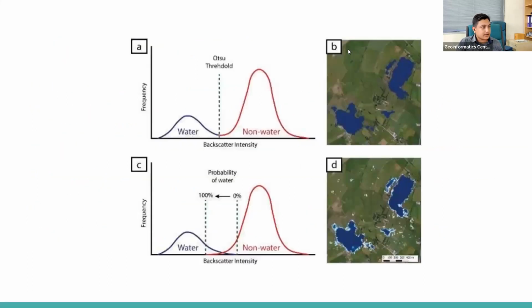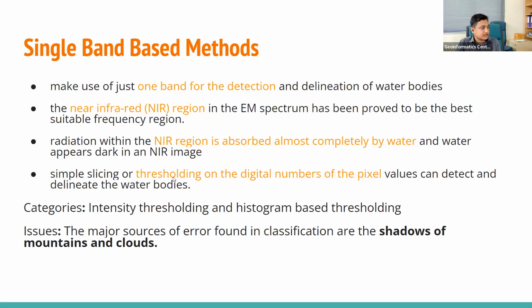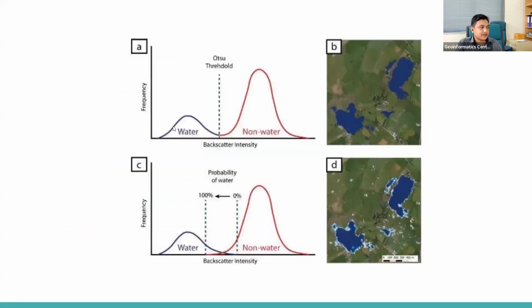Okay, so as I mentioned earlier, there are two techniques here: intensity thresholding and histogram thresholding. Yesterday we did one thresholding on DEM. That is intensity thresholding, because we are just looking at the digital number value on the satellite image. But in the second part, histogram based thresholding, we plot the frequency against the backscattering intensity. This is an example of Sentinel-1 data, which is a SAR dataset. It is radar imagery.